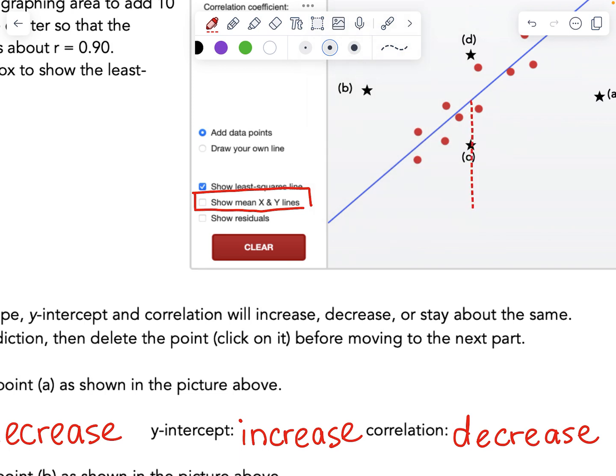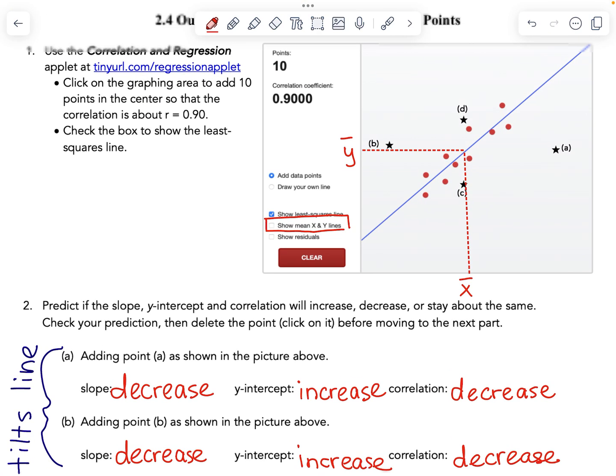So notice the mean of the X's and the mean of the Y's about like there, okay? So this is our X bar and this is our Y bar. And notice these points C and D are really close to X bar, and these points A and B are quite far away from X bar.